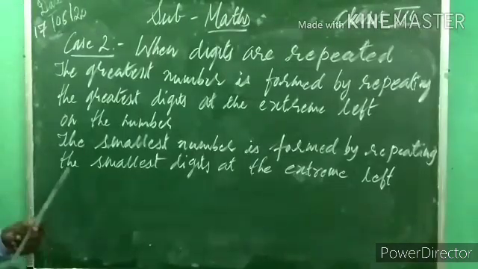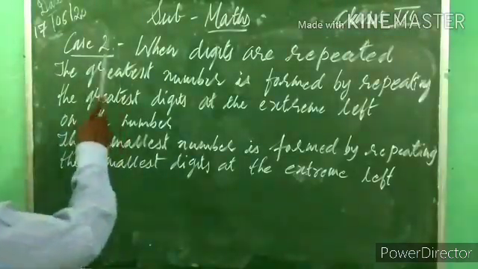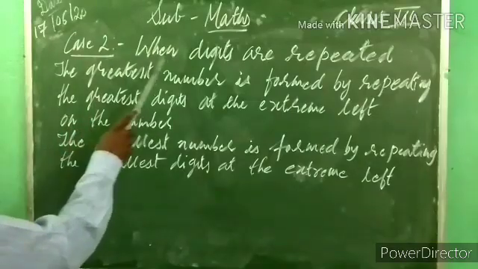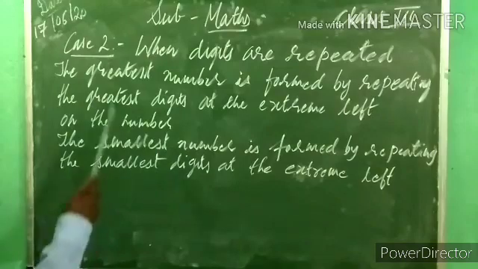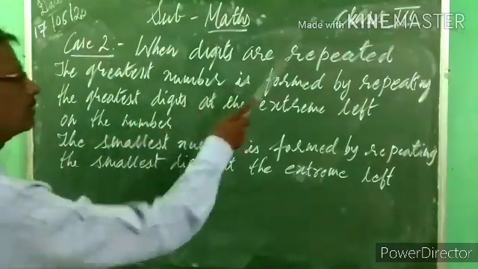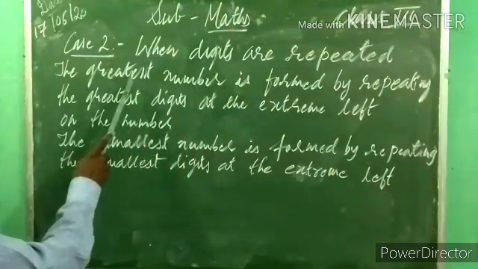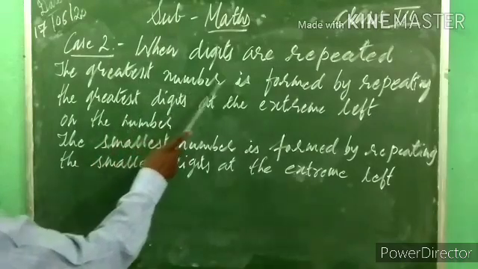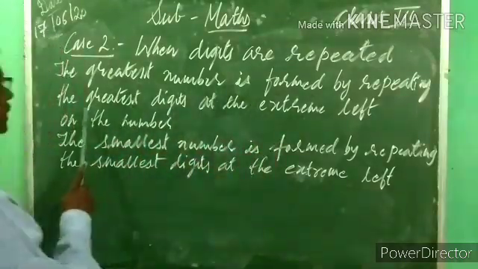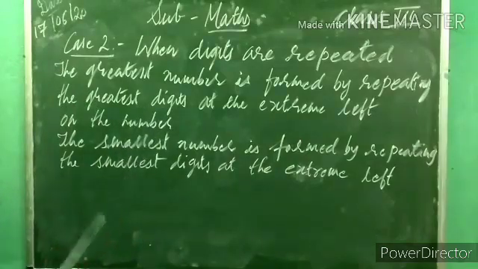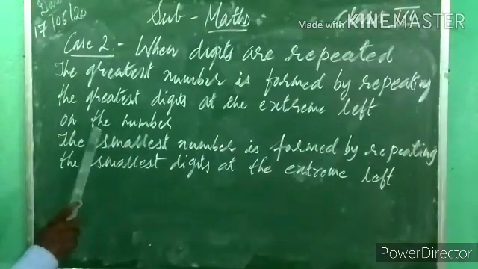Only 2 cases are there. Case 1 is over. Now case 2: when digits are repeated. According to the question, when digits are repeated, what do we have to do? To find the greatest number, how do we write it? The greatest number is found by repeating the greatest digit. Among the given digits, you have to repeat the greatest digit.